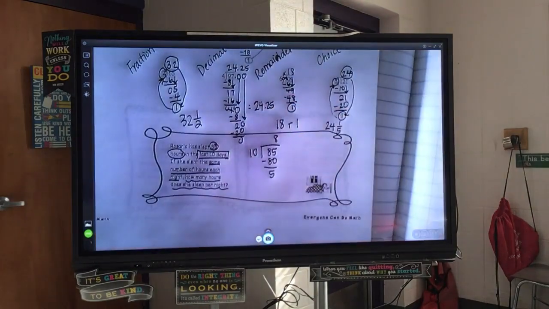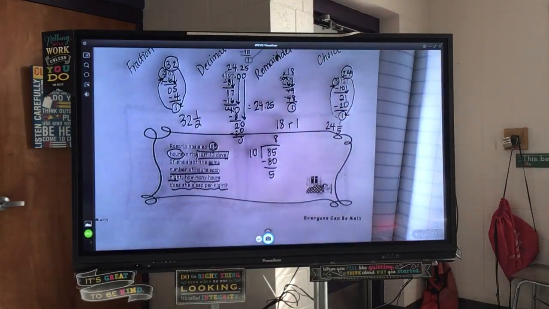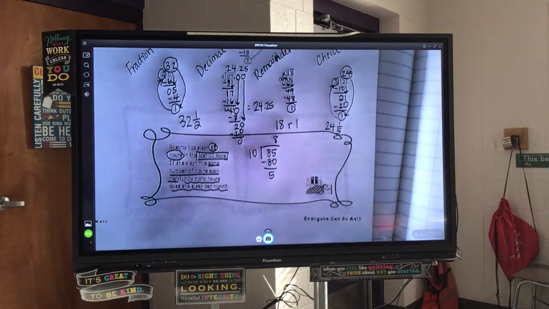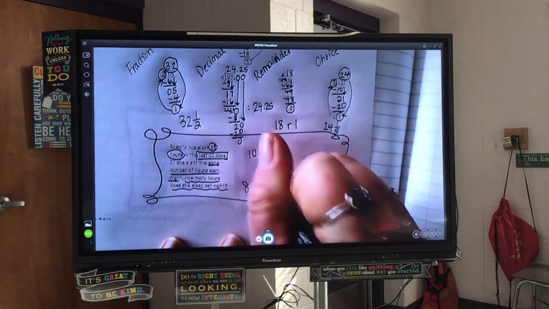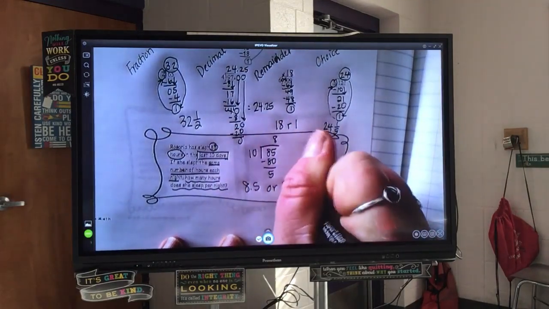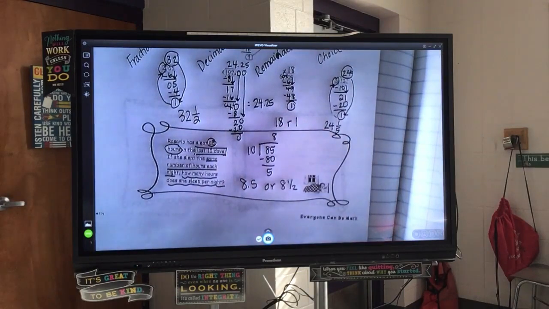All right, so now our whole number is going to be 8. We have 5 left over, or 5/10 left over. So would we write 8 little r 5? Would that make any sense to our answer? That would tell us that she slept 8, remainder 5 hours per night. That doesn't make sense, right? So you can write it as 8.5, or you can write it as 8 and 5/10. Does that make more sense?